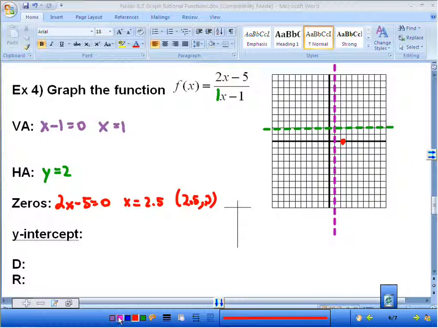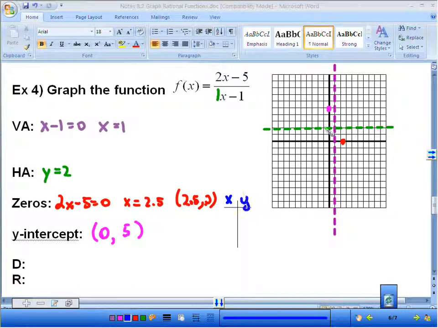The next thing I'm going to look at is the y-intercept. And remember we said the y-intercept is when x equals 0. If I were to plug a 0 into here, that would leave me with negative 5 over negative 1, which is a positive 5. So I have a point at 0, positive 5, and now I'm going to know that I'm going to have a branch over here. So I need some other points.